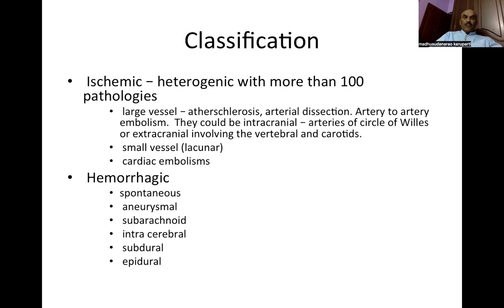Coming to the classification of stroke, it is basically broadly classified into ischemic and hemorrhagic. Coming to the ischemic, ischemic stroke is heterogeneous in nature, with more than 100 pathologies. The obstruction could be in large vessels, or small vessels, or due to cardiac embolisms. Large vessel obstruction could be due to atherosclerosis, arterial dissection, or artery to artery embolism. Again, the lesion could be intracranial, affecting the arteries of the circle of Willis, or it could be extracranial, involving the vertebral or carotid arteries.